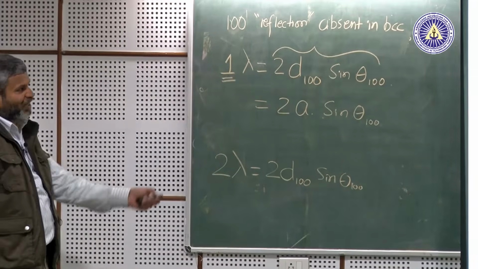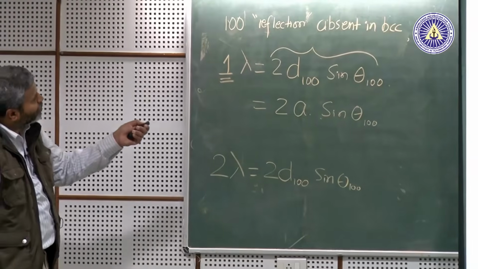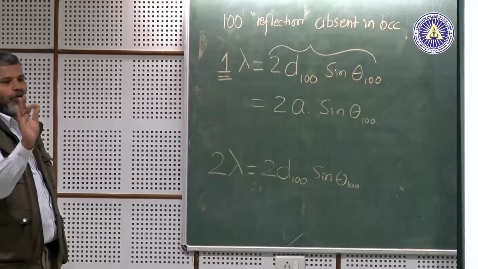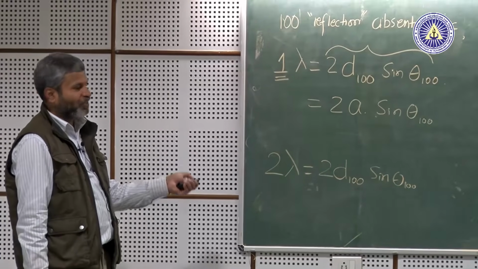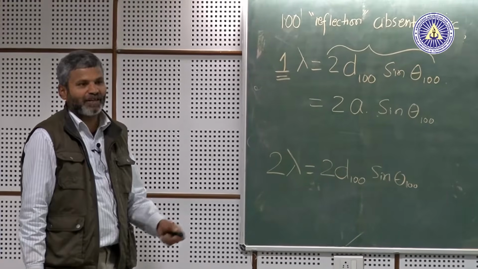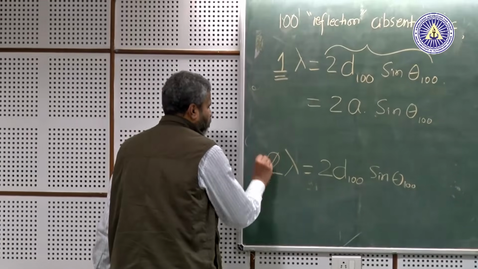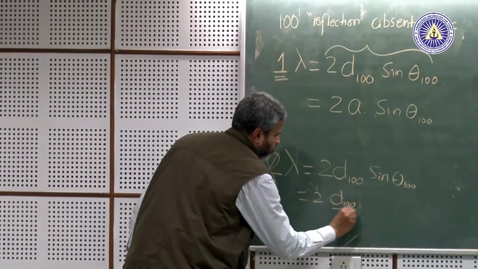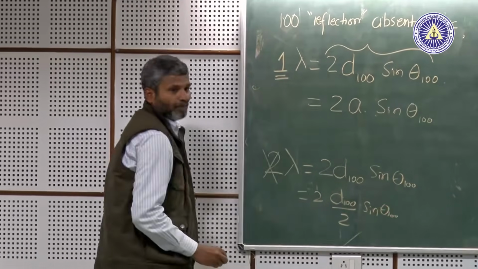Okay. So, second order reflection from 100. First order 100 reflection absent means first order reflection from the 100 plane is not there, but second order is there. So, second order reflection from 100 plane is there, but we have decided that we will never use second order. So, we will take this 2 to this side, right.